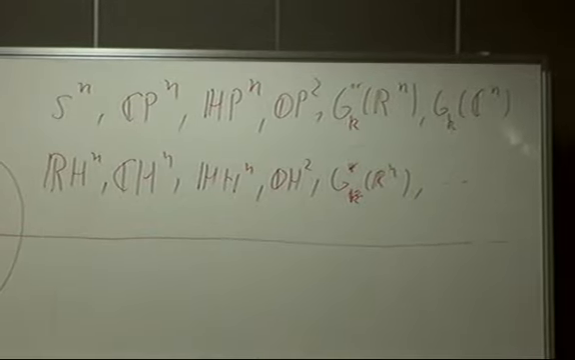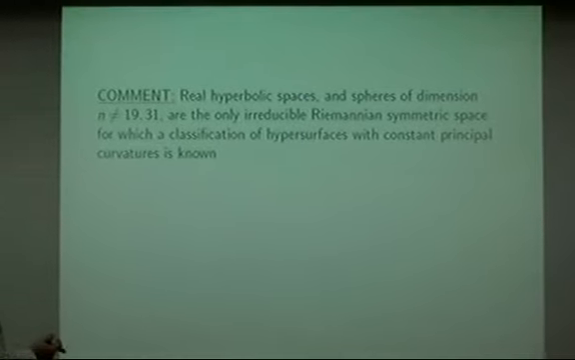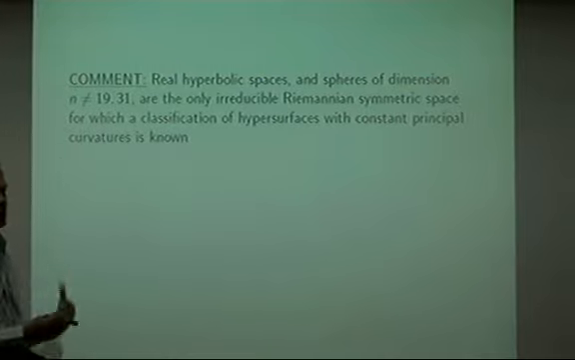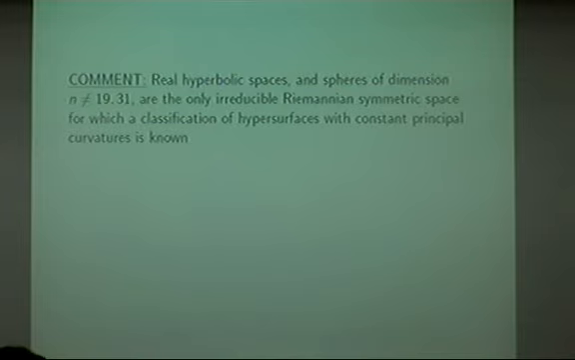Among all these spaces, one can classify them. Elie Cartan did this. It's quite a nice list of spaces. There is only the real hyperbolic space and the spheres of dimensions different from these that are known, where one has a complete classification of these hypersurfaces with constant principal curvatures. So it actually still is an open problem to classify them in many other spaces. I'll say more about these two dimensions in a minute, why they arise here. So not much is known really.